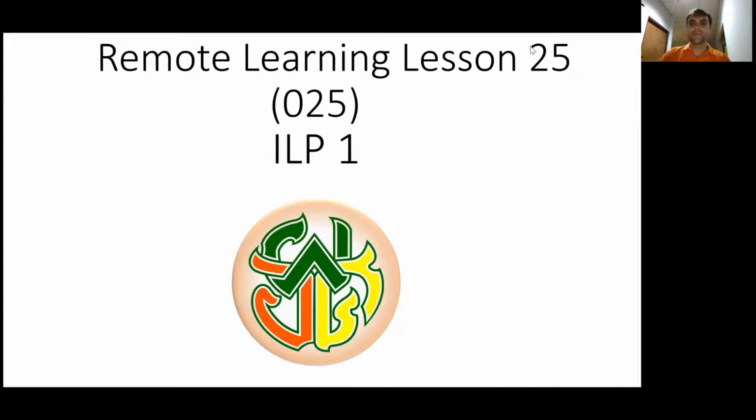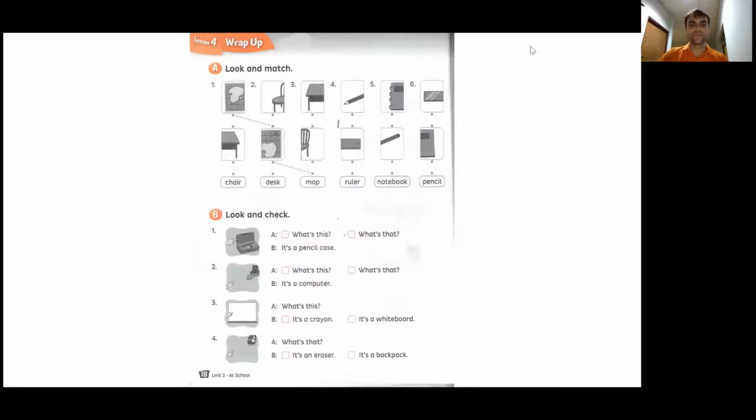Okay, let's get started by going over the homework. So we'll keep this simple. This one is the map. And then this one is the chair. This one is the desk. This one is the pencil. This one is the ruler. And this one is the notebook.